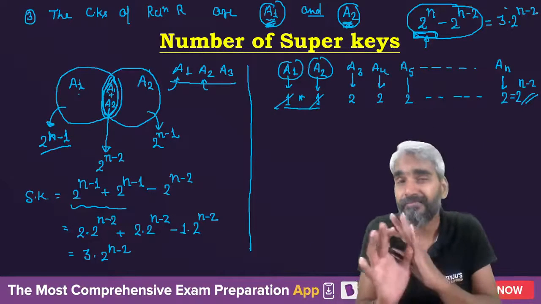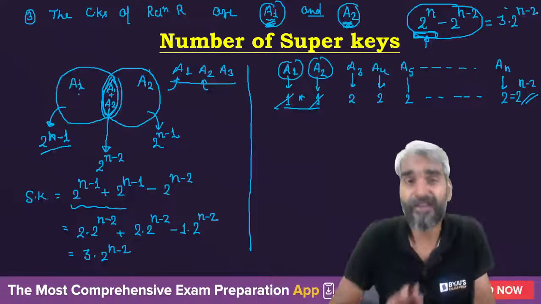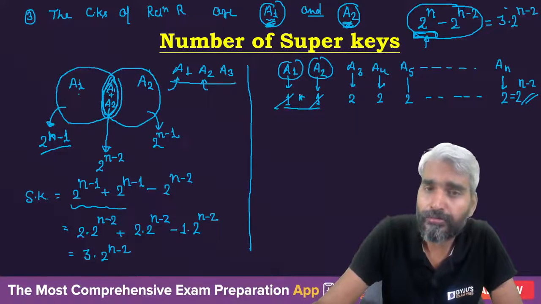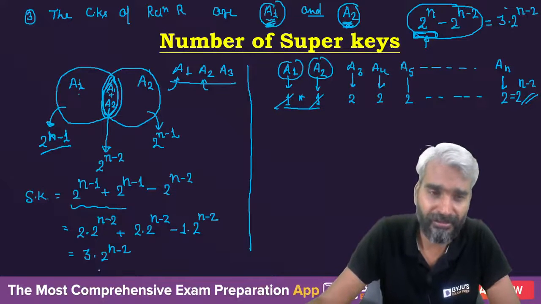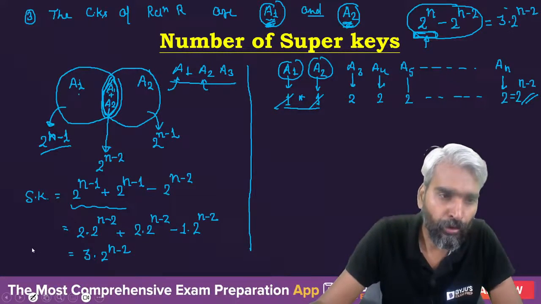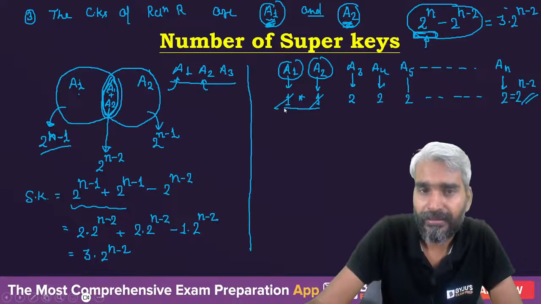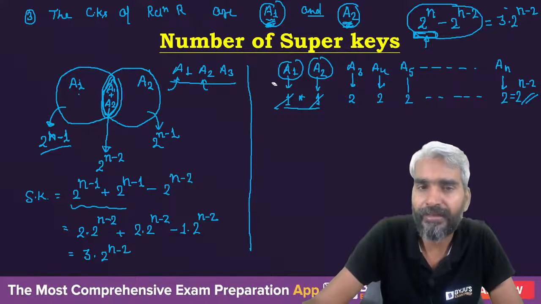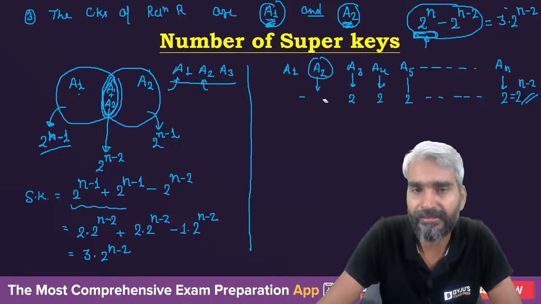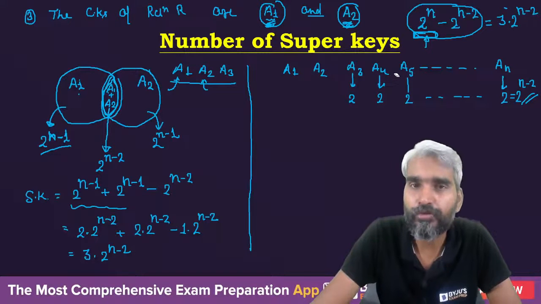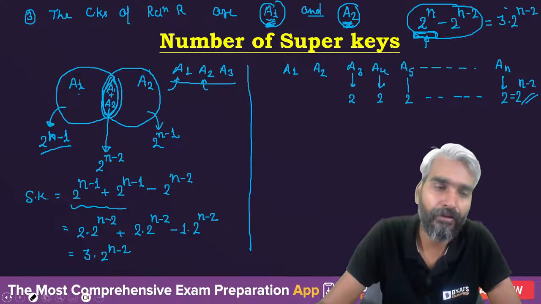See, a similar thing can be done in a different way. Let's use the same method which I have described just now. What else can be done along with this method? The total number of elements is n. So what are the possibilities to make a super key with A1 or A2?